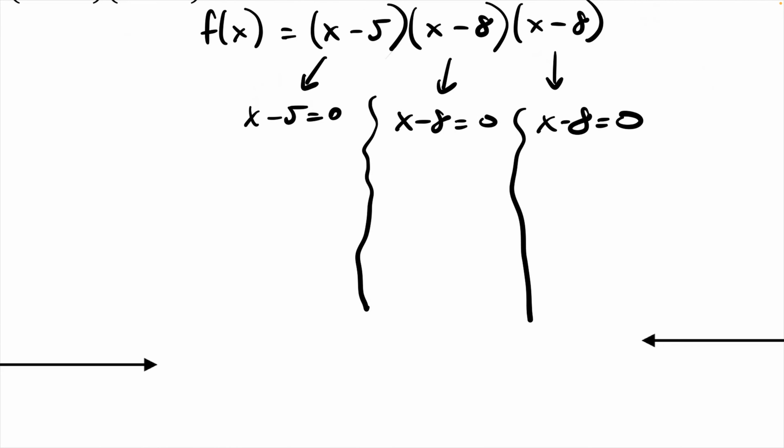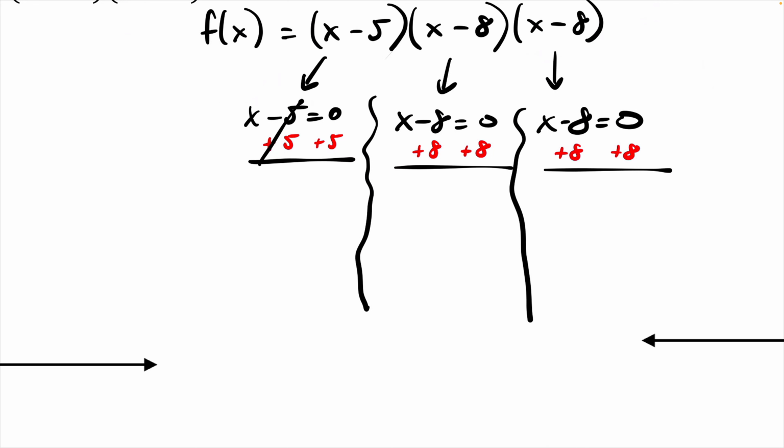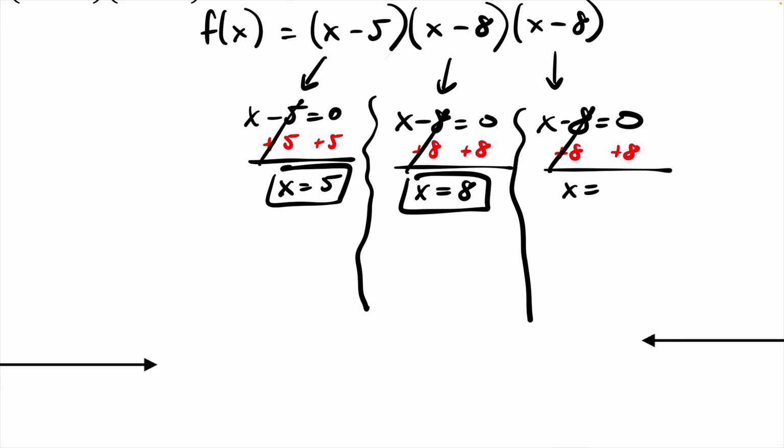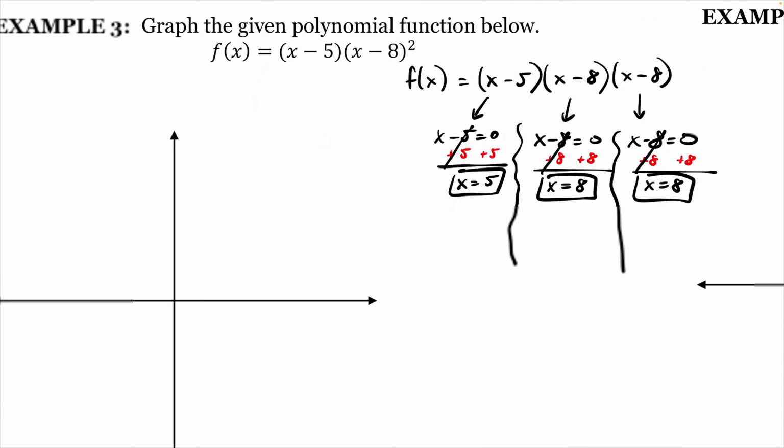We're going to get three answers. Add 5 to both sides, add 8 to both sides, add 8 to both sides. So I get positive 5, positive 8, positive 8. Those are my 3 x-intercepts, right?